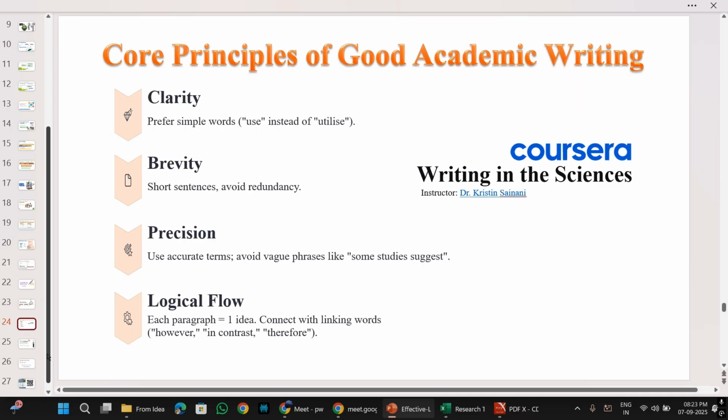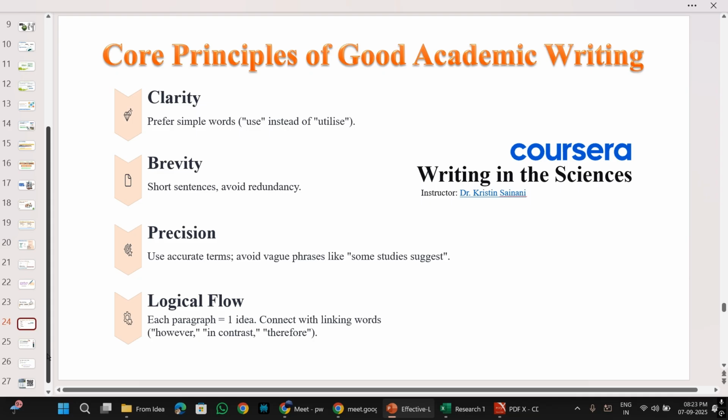And yes, so core principles of good academic writing: clarity. There has to be clarity. Use simple words; instead of using utilize, you use. Very simple, as simple as that. You don't require ChatGPT for it or any other AI. Brevity. The sentences should be very short, and unnecessary things should not be there.